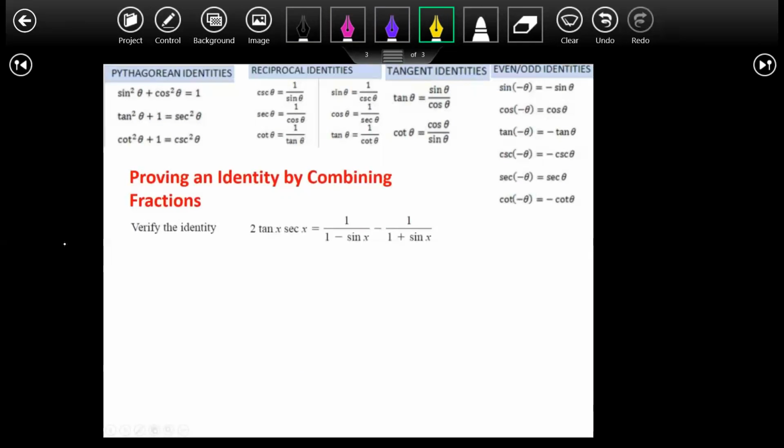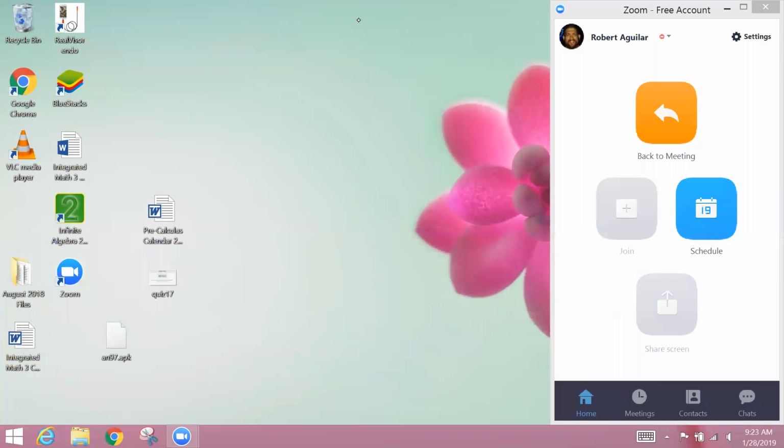Again, each of the problems we're doing is a different example type. The first one was changing sine and cosine. This one is combining a fraction, just like we did for the do now. It's very similar to the do now we just did. I'll let you guys copy that one down.